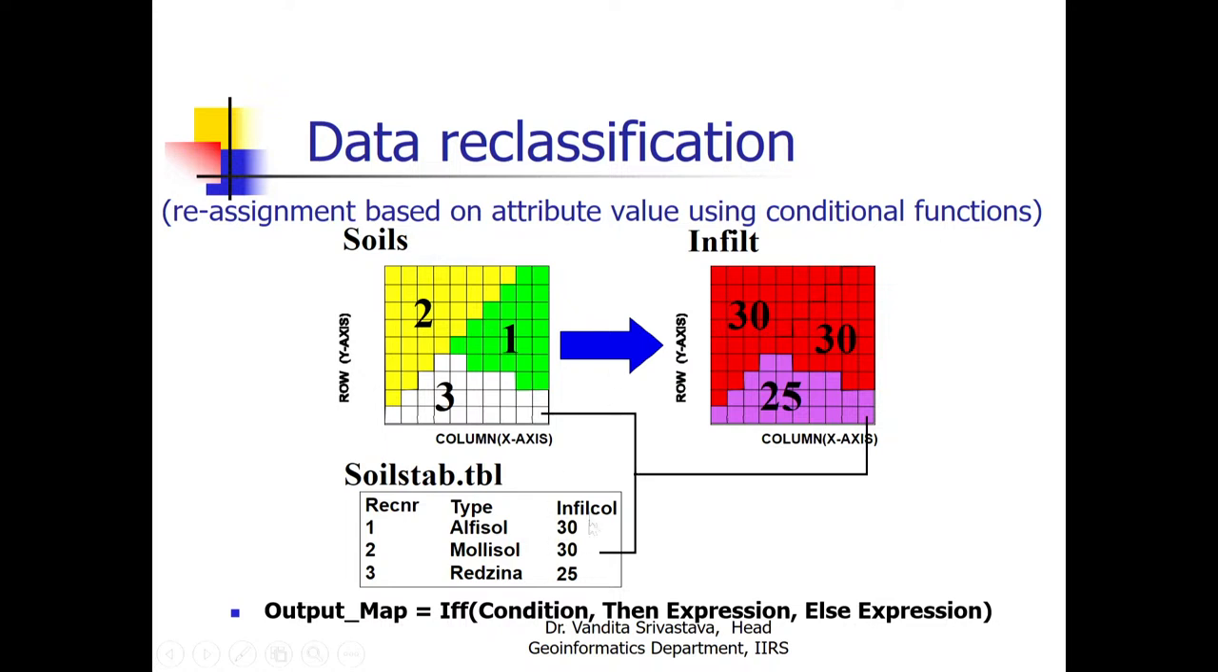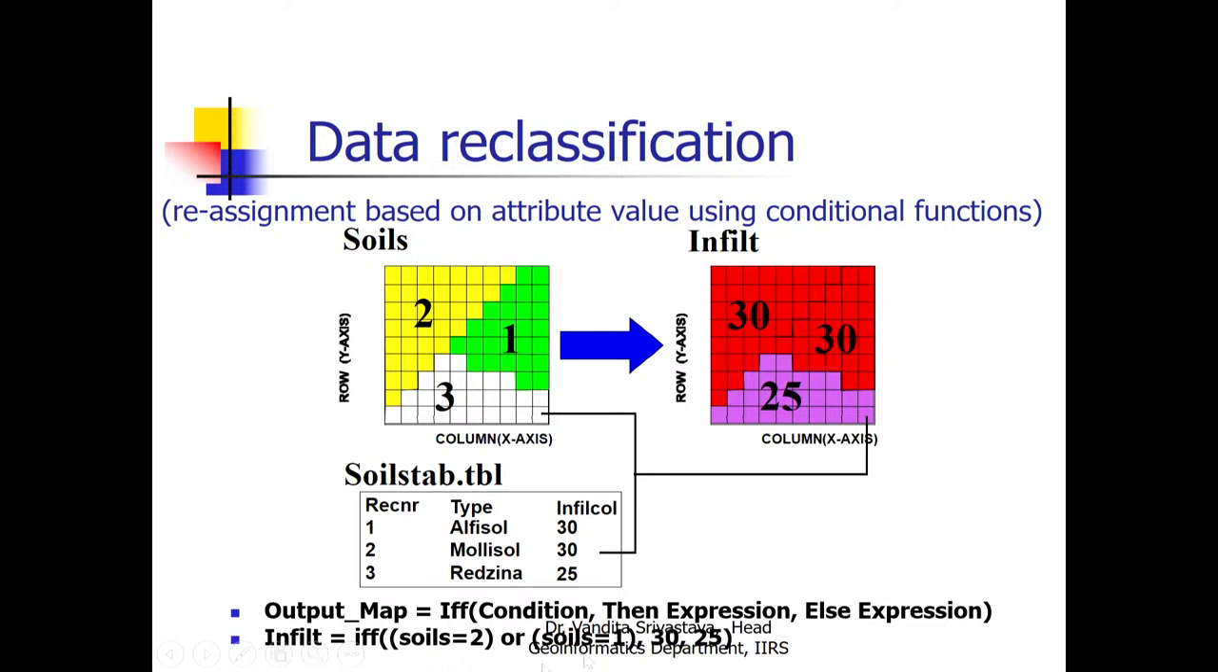So you can say, if the soil type is 1 or soil type is 2, then give me infiltration as 30, else give infiltration value as 25, and this output map you can put as infilt. So that is how you can get this kind of map. So you can also do classification using the if statement, conditional if statement it is called.